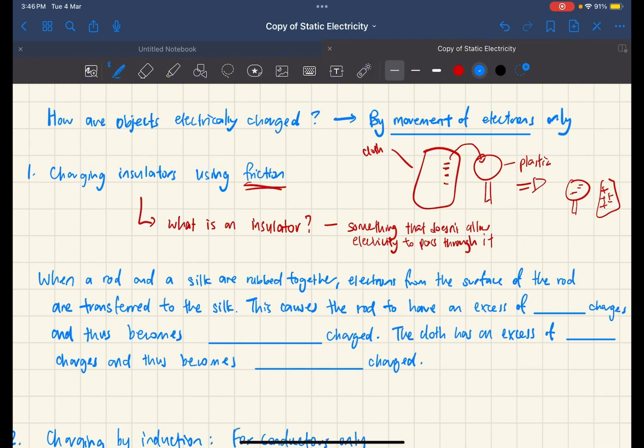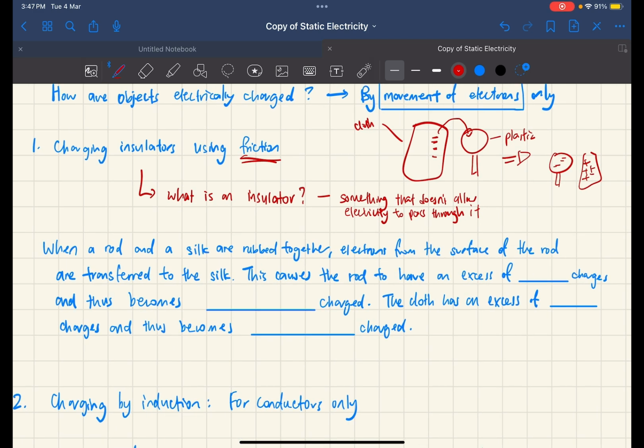One more thing, make sure to remember that the movement of charges can only be the movement of negative charges. You cannot say positive charges move, you can only say the negative charges or the electrons move. That is extremely important when it comes to your explanation. So let's go on to how you would explain something like this. When a rod and a silk are rubbed together, electrons from the rod are transferred to the silk, and this causes the rod to have an excess of positive charges, and thus it becomes positively charged, whereas the silk will have an excess of negative charges, and thus it will be negatively charged.